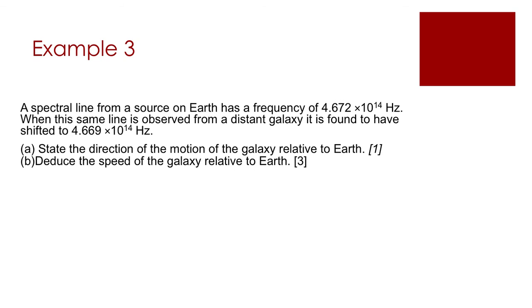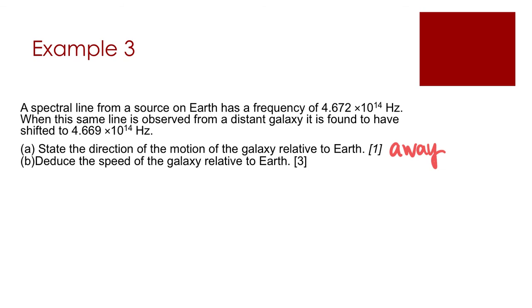Okay, so finally here I've got an example with EM waves. We have a frequency of 4.672 times 10 to the power 14 hertz, and the same line observed from a distant galaxy is shifted to this. So first of all, it says state the direction of the motion. Now we can see here that the observed frequency is lower than the original. That means it must be moving away.